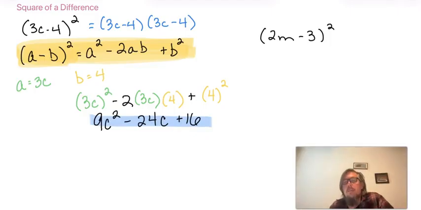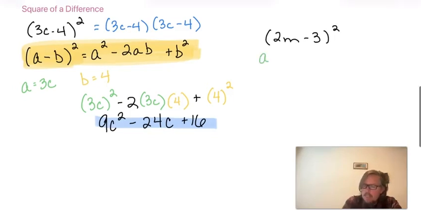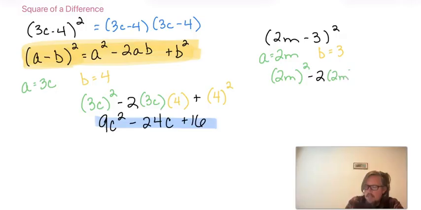Let's try it again with 2m minus 3 squared. So in this problem, the a is 2m and b is 3. And so it's going to be a squared minus 2 times a times b, and then plus b squared.